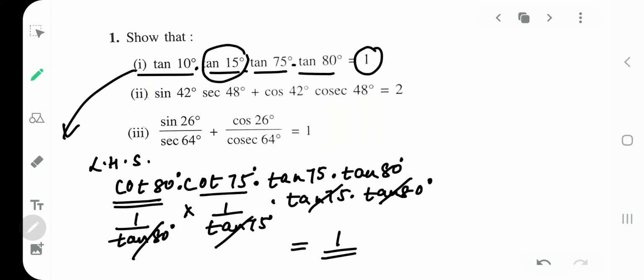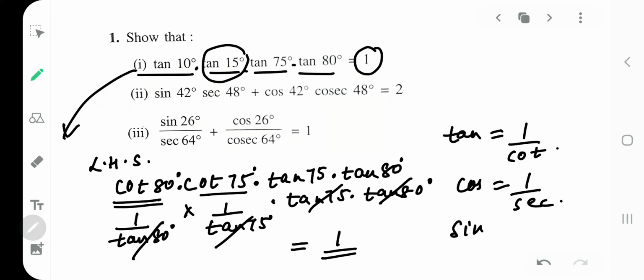The only thing is you have to remember that you have a relationship between sine and cos, sec and cosec, cot and tan, the angle relationship. And then you have tan is a reciprocal of cot, cos is a reciprocal of sec, and sine is a reciprocal of cosec, and vice versa. Clear?